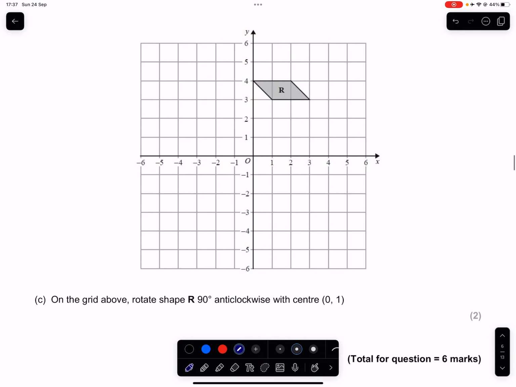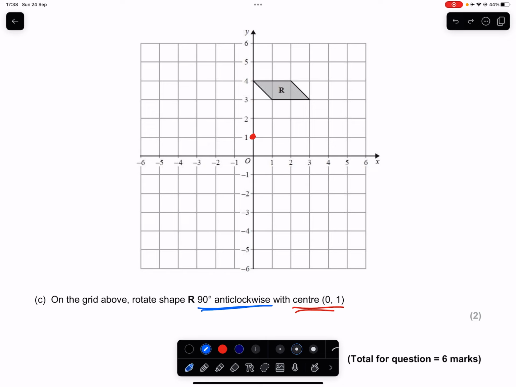We are asked on the grid above to rotate this shape 90 degrees clockwise with center 0, minus 1. So 0, minus 1 is here. This is our center of rotation. Now you, of course, can use your tracing paper, trace this, rotate the sheet 90 degrees, and you will find that your new shape ends up somewhere like this. So you can use your tracing paper for that, but let's just assume you didn't have it. That's how I'm going to talk through it just now.